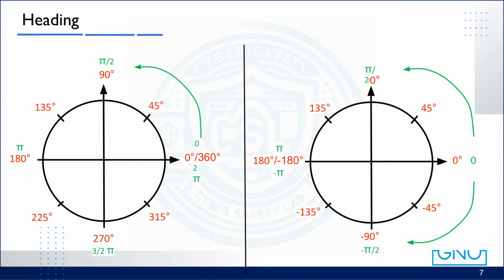This slide visualizes how heading angles are represented on a circle. On the left, we see the range from 0 to 2 pi. That's the full circle of 360 degrees. On the right, we see the alternative range from minus pi to plus pi, which is from minus 180 to plus 180 degrees. Notice that the direction of rotation is positive when turning counterclockwise and negative when turning clockwise, a convention used in robotics and vehicle dynamics.